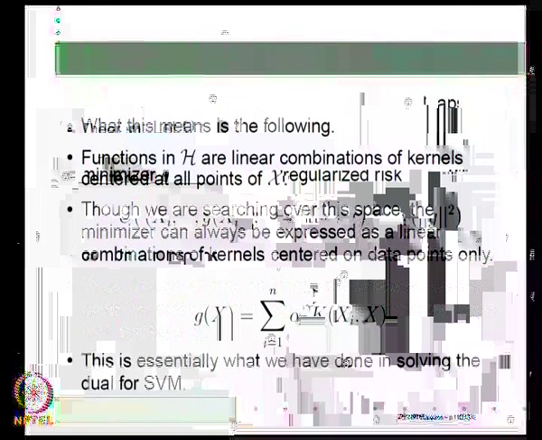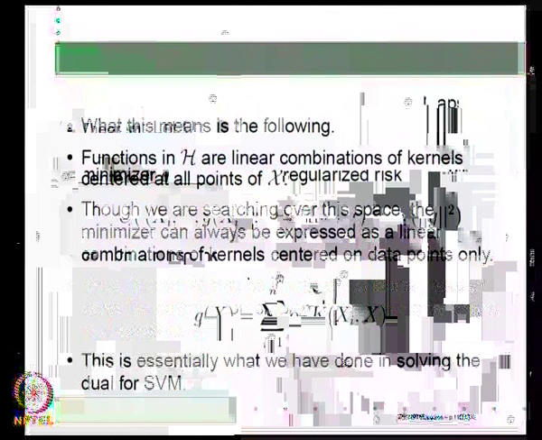Even though H contains linear combinations of kernels centered at all points of X and H may be infinite dimensional, I can find the minimizer by searching for only these n numbers alpha. This is essentially what we did when we solved the dual in SVM, right? Irrespective of the dimension of the transformed feature vector, the dual has a dimensionality equal to the number of examples.